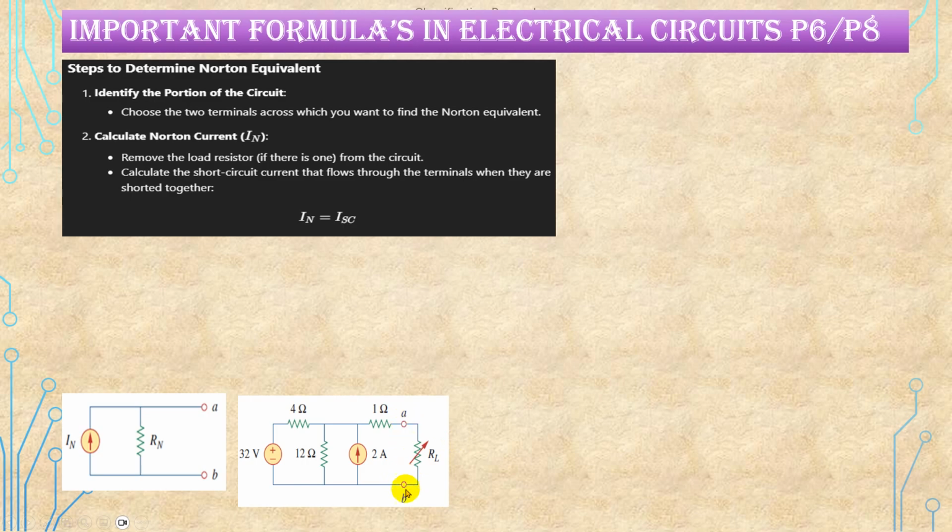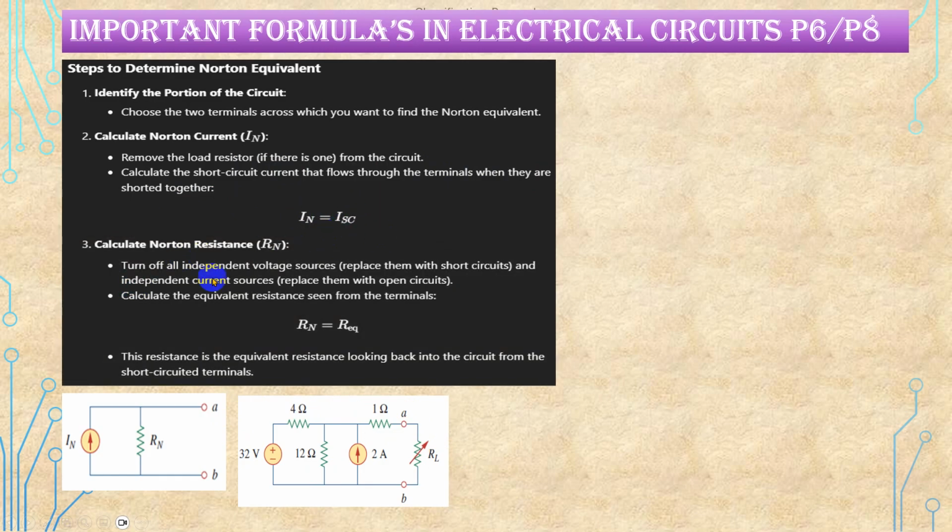But current always flows in a closed path. So short circuit by removing the load resistance, and find the equivalent current in this short circuit wire or short circuit path. Calculate the short circuit current that flows through the terminals when they are shorted together. So when you short these two A and B terminals by removing the resistance, analyze the circuit and get the current in this line, in this A and B terminal. That is nothing but I Norton, which is called the short circuit current.